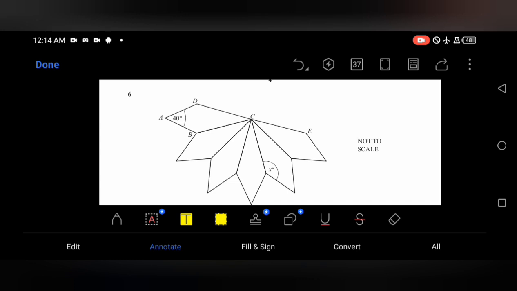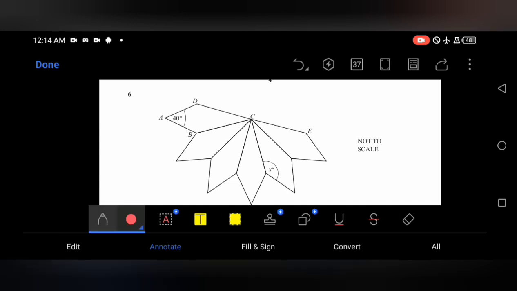Now, since DCE is a straight line and the sum of angles on a straight line equals 180 degrees, the angles here equal 180 degrees. Since the 5 other kites are congruent to kite ABCD, if this is theta, this angle is theta, this angle is theta. So it means that 6 thetas equals 180 degrees.